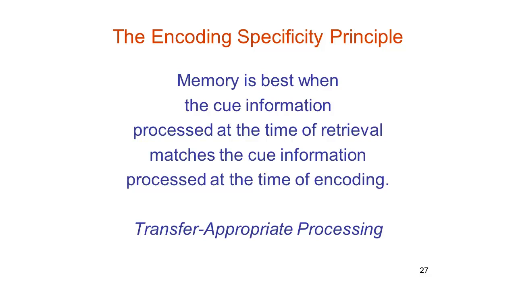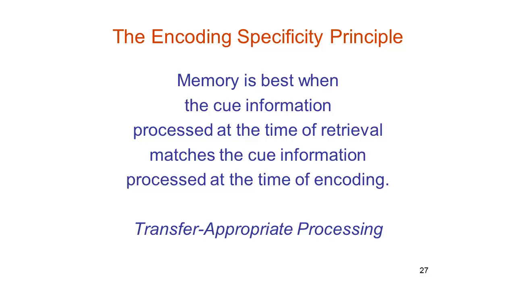The encoding specificity principle is sometimes referred to as the principle of transfer-appropriate processing. We don't have to go into that now, but if you do further reading in the research literature on memory, you'll see transfer-appropriate processing crop up in lots of articles. Encoding specificity begins with the understanding that memory is a byproduct of perception, and how an event is perceived is going to determine how it will be remembered. Put another way, how an event is encoded, what is stored, is going to determine how it will be retrieved.